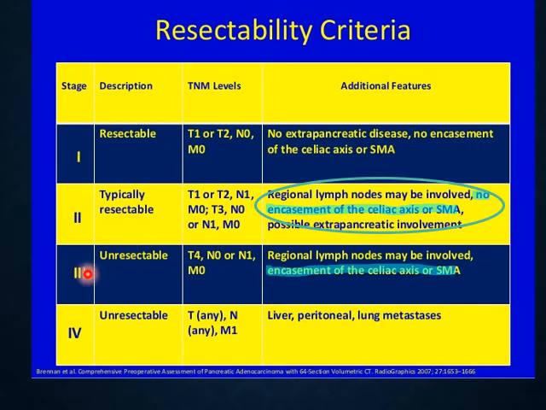Whereas in stage 3, it is unresectable because it may be T4, N0 or N1, but there's no metastasis. However, in these patients, there may be regional lymph nodes, but the SMA and celiac axis are not encased. There's no encasement of the celiac axis and the SMA. So this becomes resectable. The important factor for marginal cases is the involvement in encasement of the celiac axis and SMA. If they are encased, unresectable. If they are not encased, then resectable.